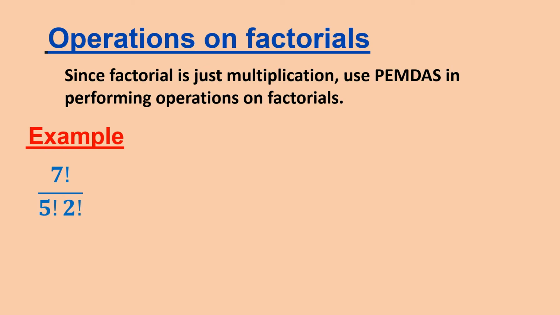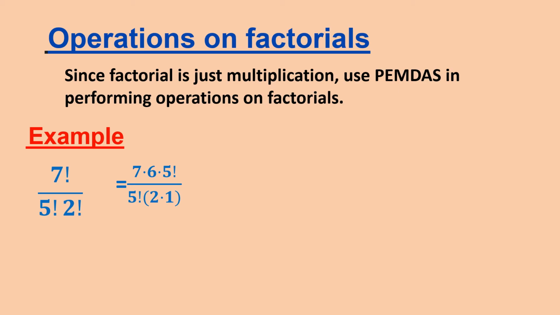Let's have another example. So 7 factorial over 5 factorial times 2 factorial. So notice that this time we have 2 factorials on our denominator. So if you solve for this one, what we're going to do is simply choose one of the factorials on your denominator that you want to cancel. And normally, we choose the bigger factorial so that we will have smaller numbers in our solution. So we're going to expand 7 factorial up to 5 factorial, and that will give us 7 times 6 times 5 factorial over 5 factorial.